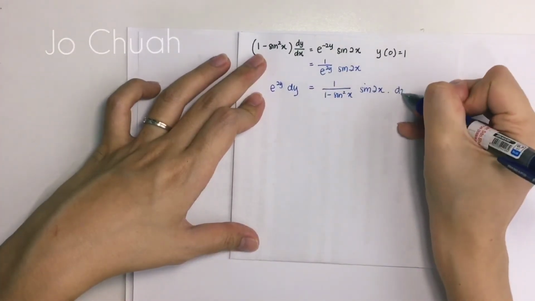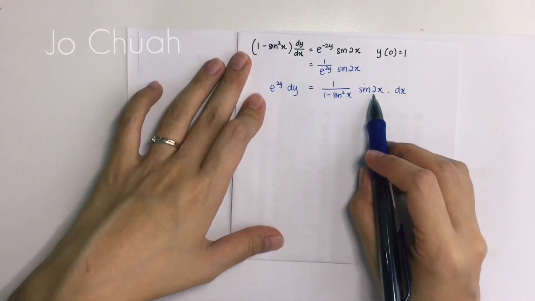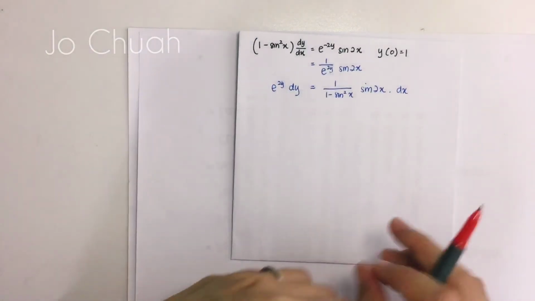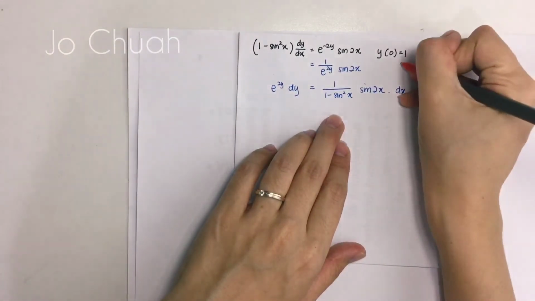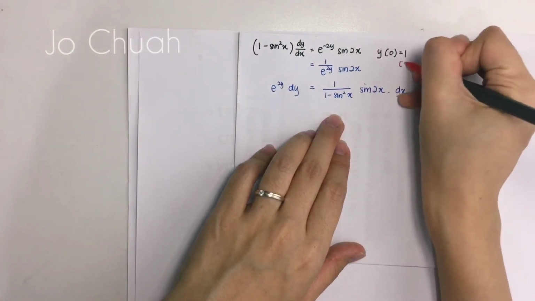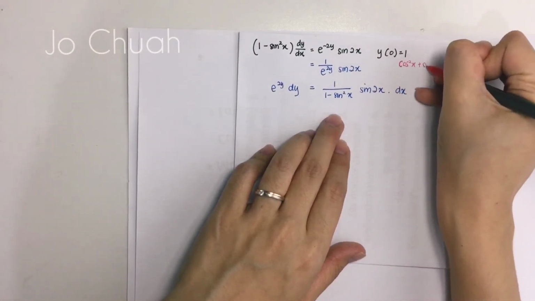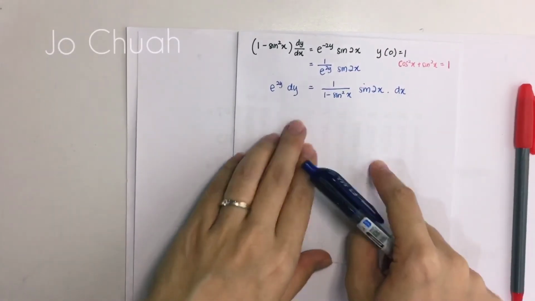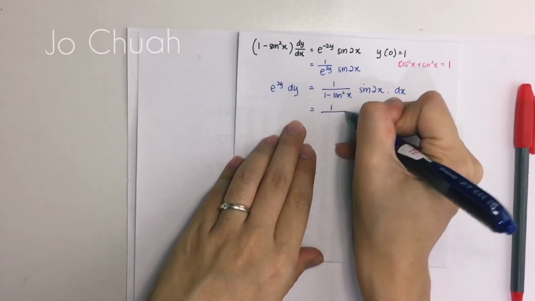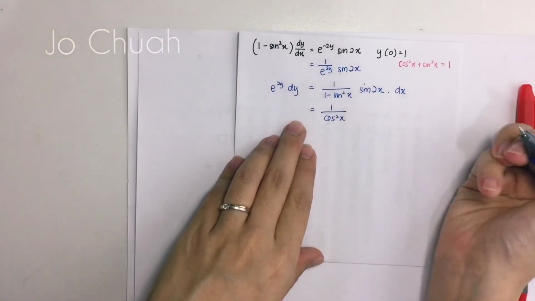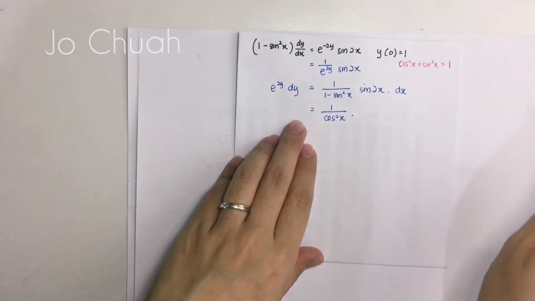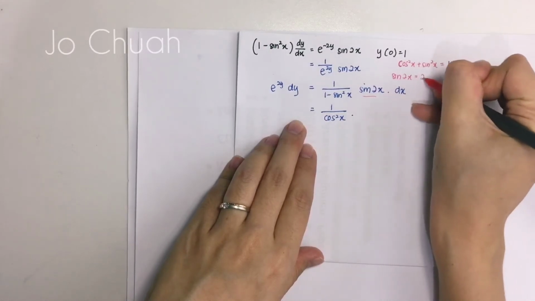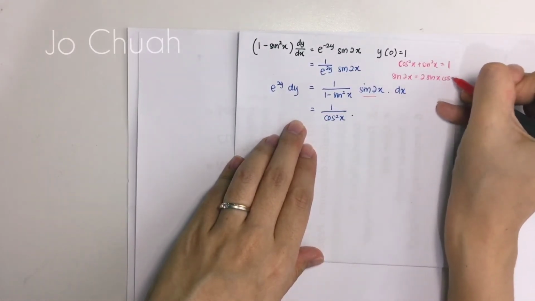So let me remind you that this is a double angle and this is some identity. Does it seem familiar to you? I hope it is, because cos squared x plus sine squared x equals 1. So this one you can change into 1 over cos squared x, and this one is actually a double angle. So what you have is sine 2x equals 2 sine x cos x.